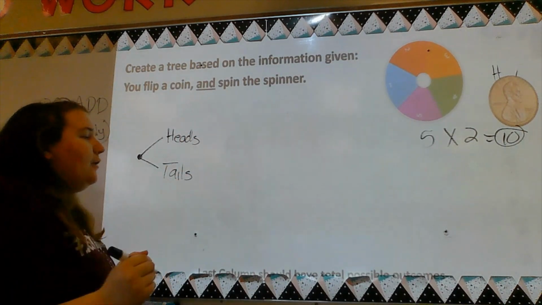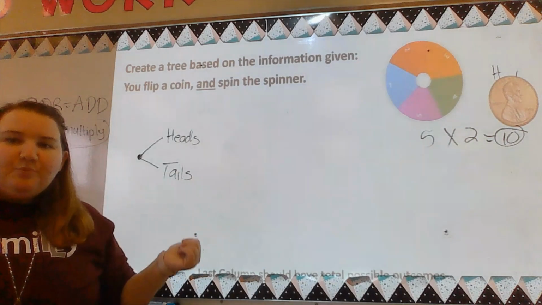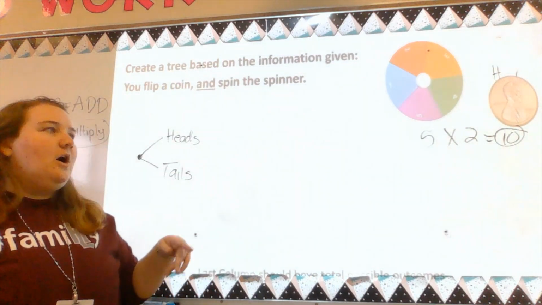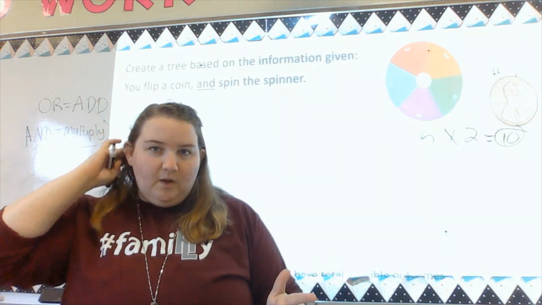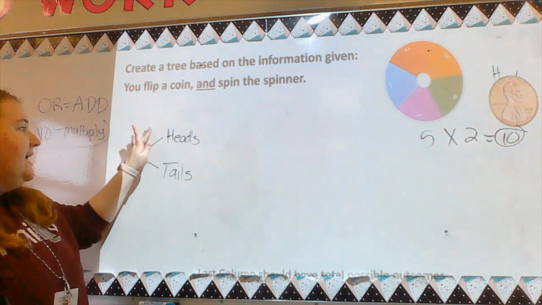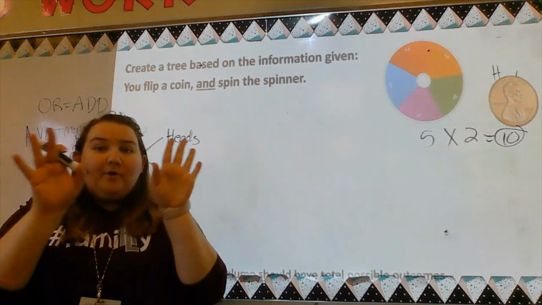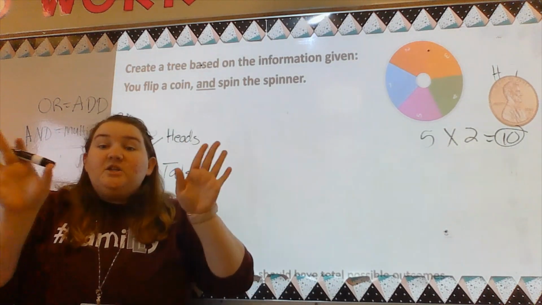Now, notice I did not label one of these branches as yellow, because on a coin, you cannot flip a coin and get yellow. That's not how this works, okay? So list your options, heads, tails. Those are your branches. Okay, now we don't just flip a coin.